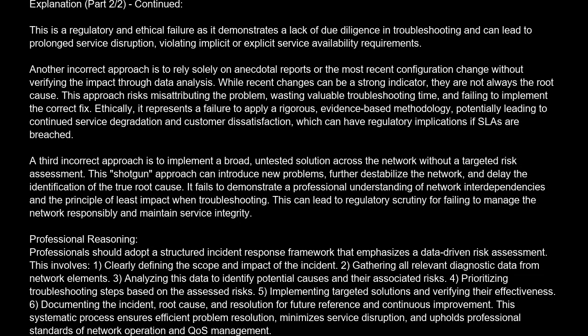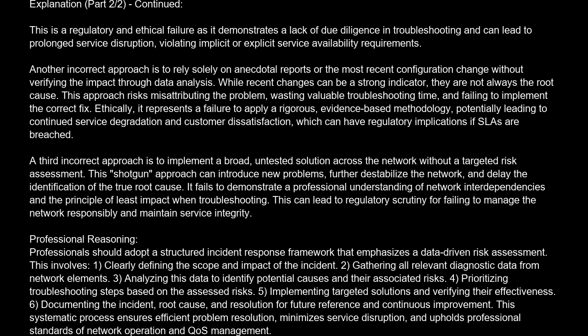This is a regulatory and ethical failure, as it demonstrates a lack of due diligence in troubleshooting and can lead to prolonged service disruption, violating implicit or explicit service availability requirements. Another incorrect approach is to rely solely on anecdotal reports or the most recent configuration change, without verifying the impact through data analysis. While recent changes can be a strong indicator, they are not always the root cause. This approach risks misattributing the problem, wasting valuable troubleshooting time, and failing to implement the correct fix.